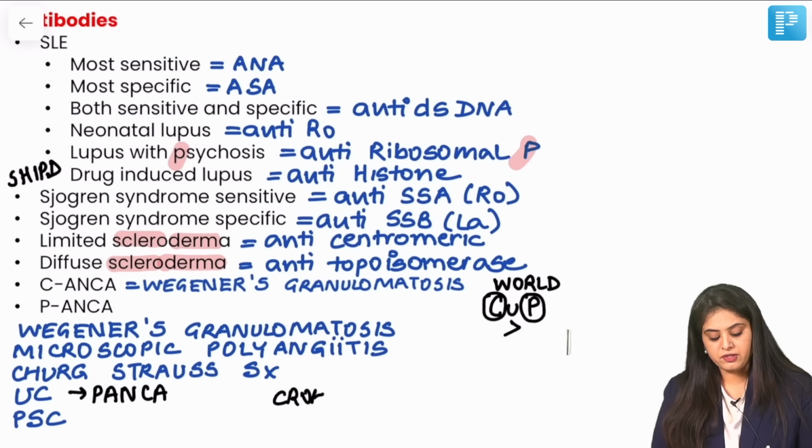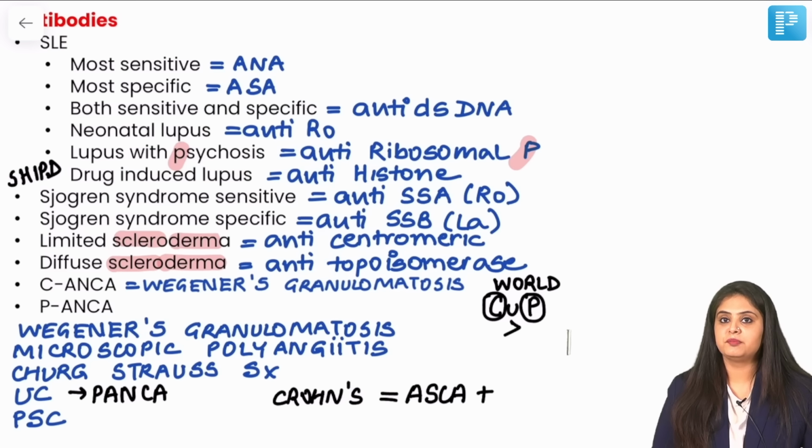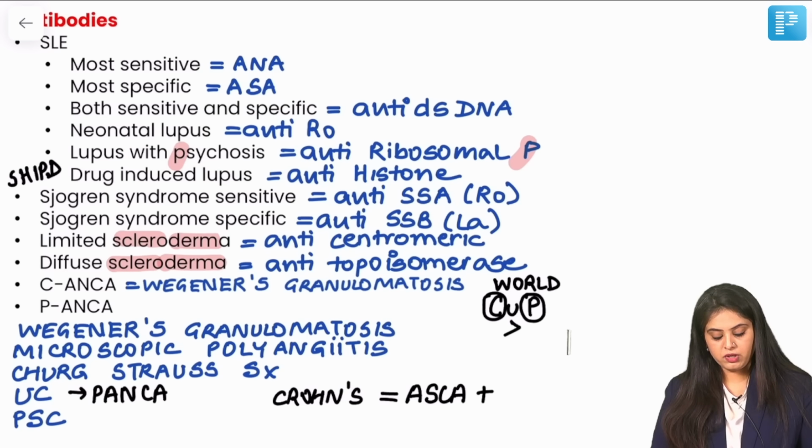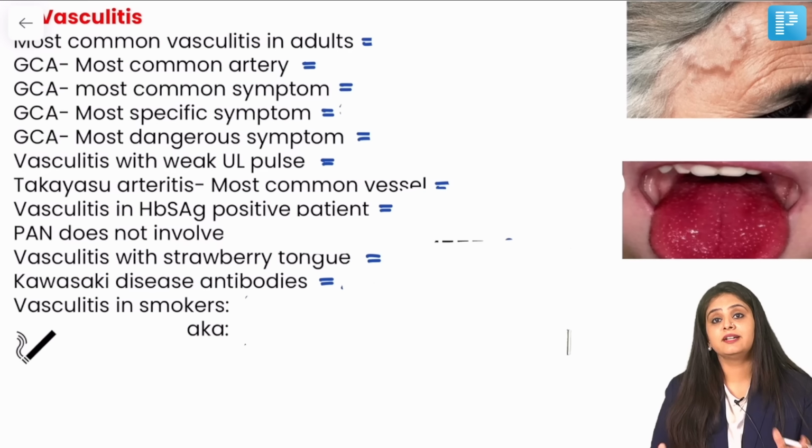There's another inflammatory bowel disease called Crohn's disease, and for that it is anti-Saccharomyces cerevisiae antibody, or ASCA antibody, that is positive. Now that you recently just spoke about all these small vessel vasculitis, let's go on to the next flashcard and finish off all the other vasculitis.